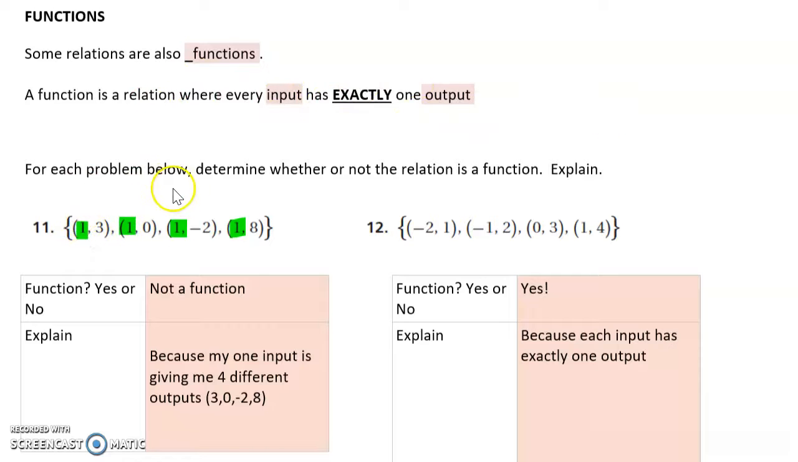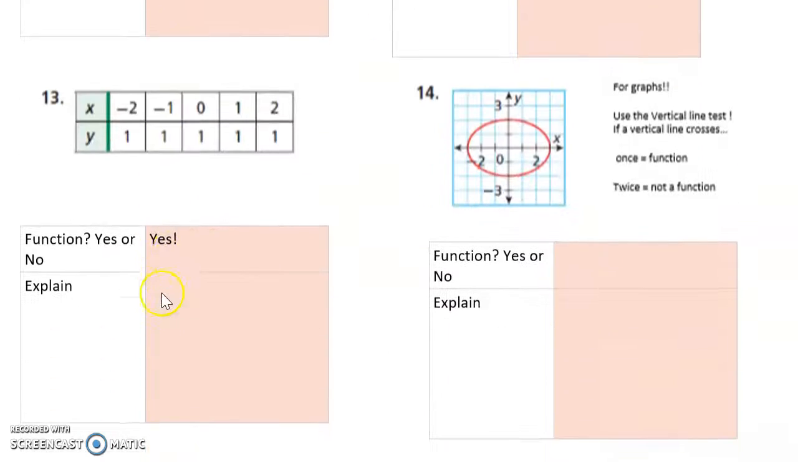Here, my 1 input gave me 4 outputs. Down here, I have an input of -2, and it's giving me a 1, and only a 1. Here I have an input of -1, and it's giving me only a 1. There isn't a -1 anywhere else up here giving me something else. So you can see the same output.